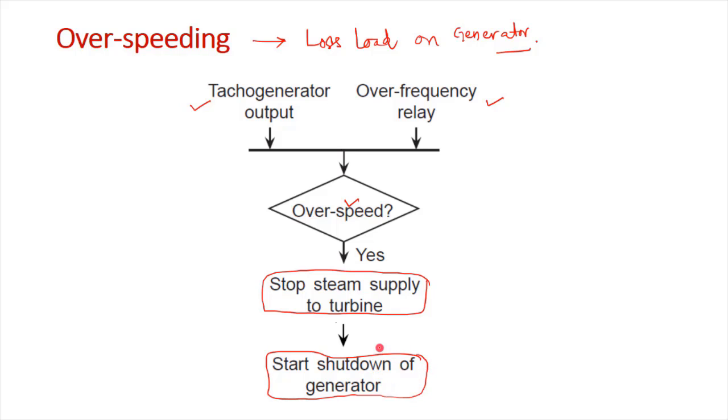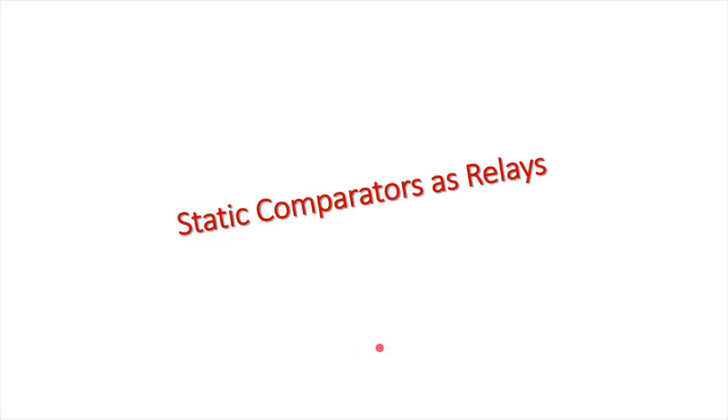Most of the time it is not a case of shutting down the generator. The governor takes action to stop the steam supply to the turbine. So this is how the overspeeding phenomenon is detected in a generator, and the generator can be protected through this mechanism. Okay, so up to this we talked about the generator protection.